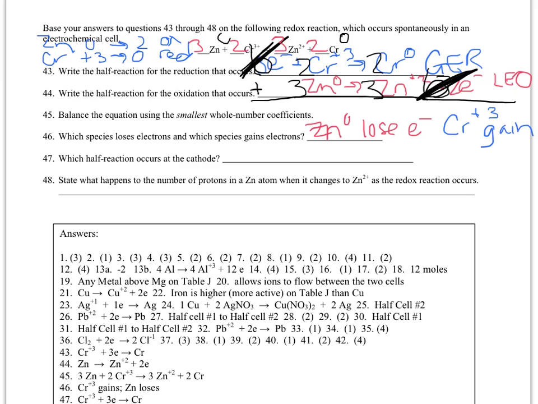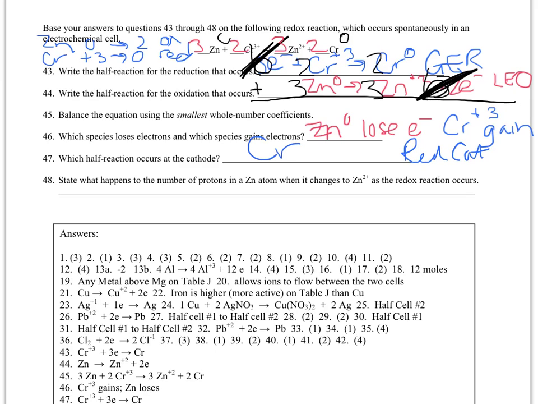The next question asks, which half reaction occurs at the cathode? We can recall that there's a red cat. So the cathode is where reduction occurs. Recall that chromium is being reduced. So chromium would be our cathode here.